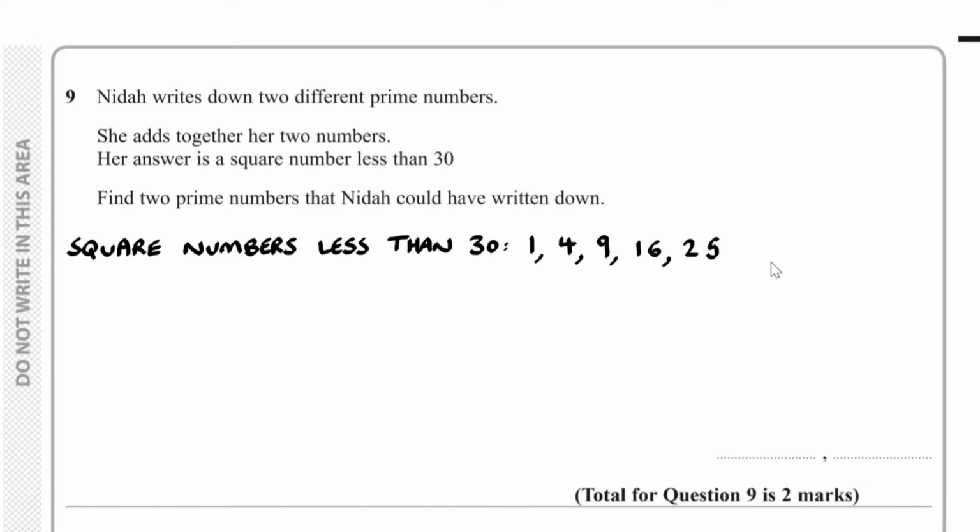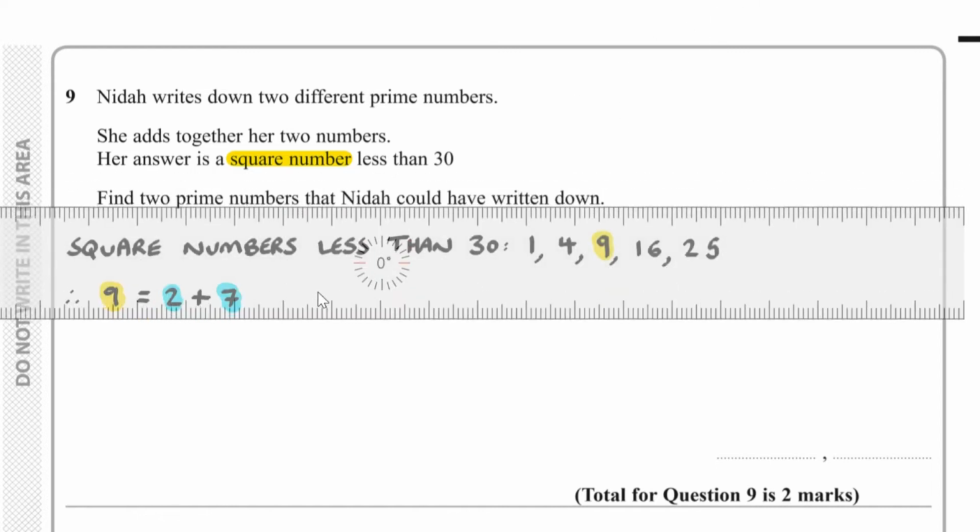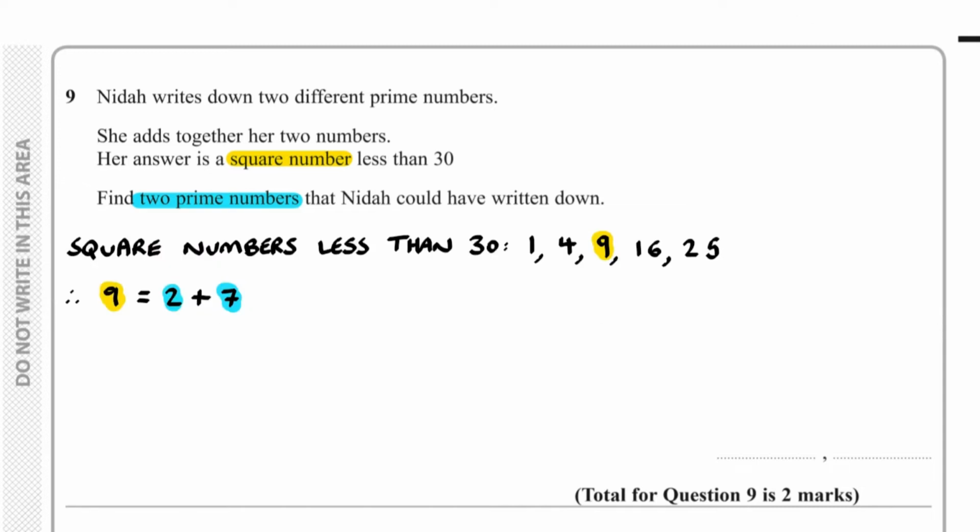Now, her answer is a square number less than 30, and we need two prime numbers which add to give a square number. Well, if I take a look at the 9, it is a square number, and we can write the sum as two prime numbers. Remember, a prime number is a number which has 1 and itself as factors only. So we have 2 plus 7, and the 2 and the 7 are the two prime numbers that she could have written down. So we have 2 and 7.